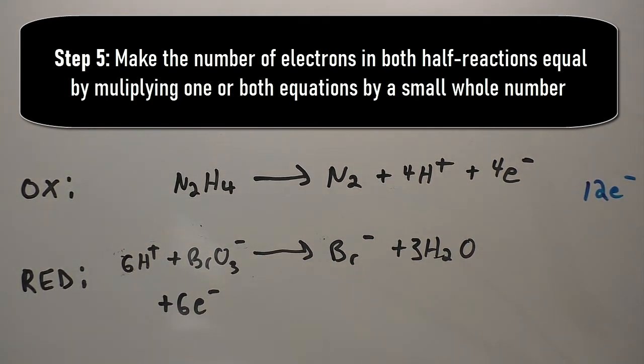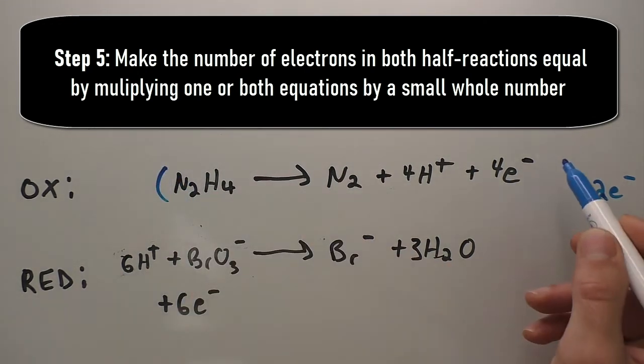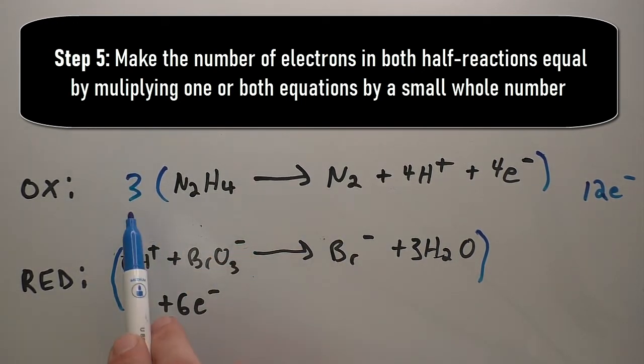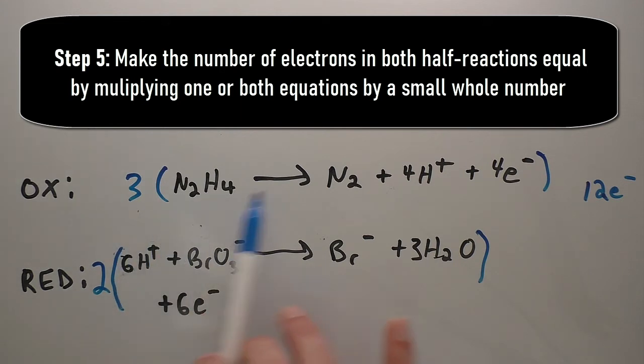So since we've found that least common multiple, what factor do we need to multiply each of these equations by to get us 12 electrons? In the case of the oxidation half reaction, that number is going to be 3, right? 3 times 4 electrons is equal to 12 electrons. And for the reduction half reaction, we have 6 electrons. So what factor do we need to multiply 6 by to get to 12? That would be, of course, 2. Since we're multiplying each of these half reactions by these factors, we need to distribute that coefficient through and multiply everything in the equation by that coefficient, right?